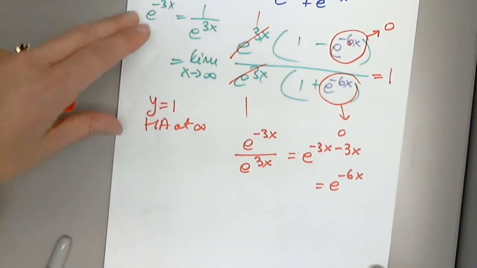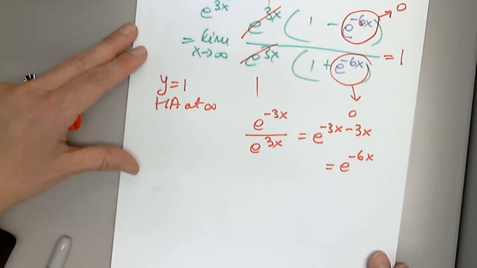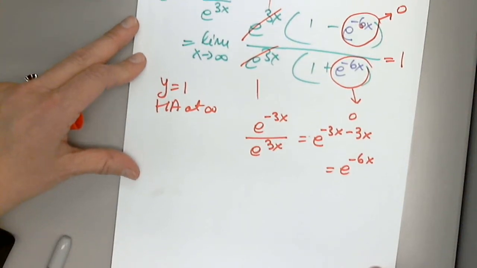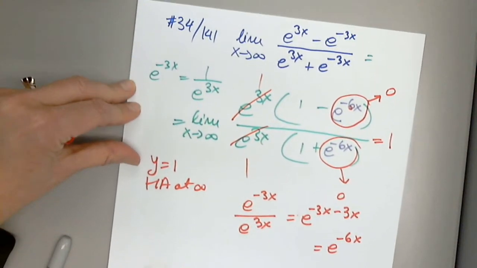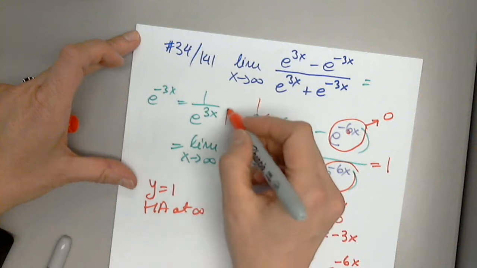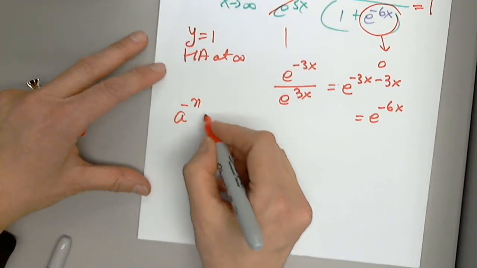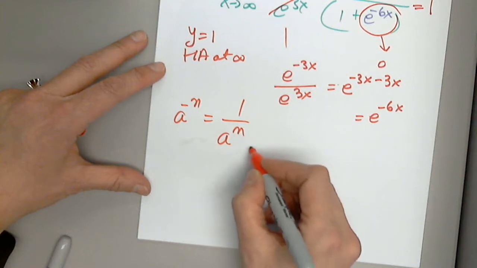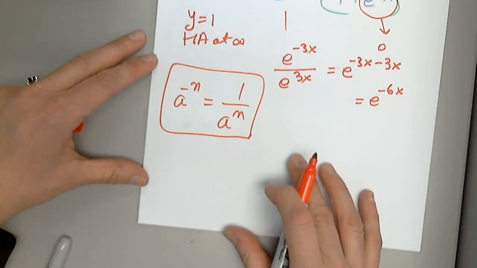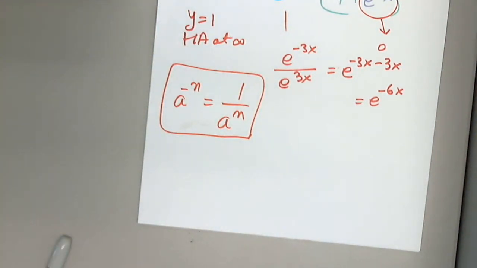Anyone? Yes, please. Dylan? Why did you rewrite it as e to the power of negative 3x equals 1 over e to the power of? And that is the rule from exponential rules. So we have a to negative n is 1 over a to the nth power. So the meaning of any negative exponent is a fraction 1 over a to the positive power.